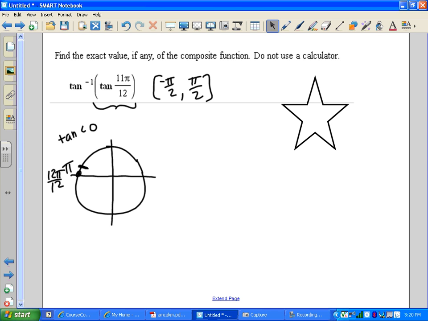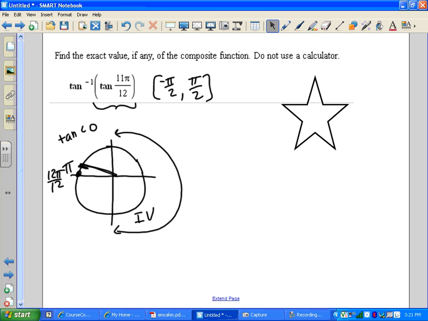So really what I have to do is move to a quadrant where tangent is also negative. So I can't go to the first quadrant. So I would have to use a reference angle in the fourth quadrant, because remember, inverse tangent has to go from the fourth to the second quadrant. So what I need to think about is what would be a reference angle there.